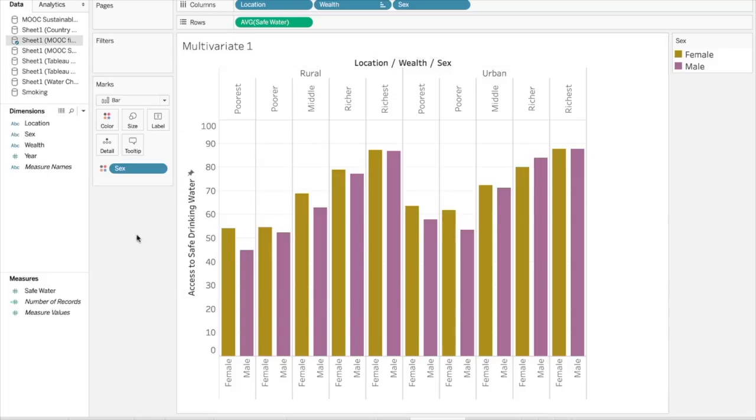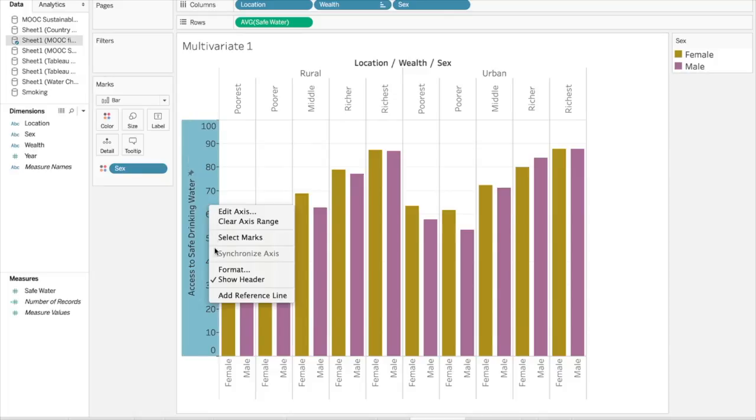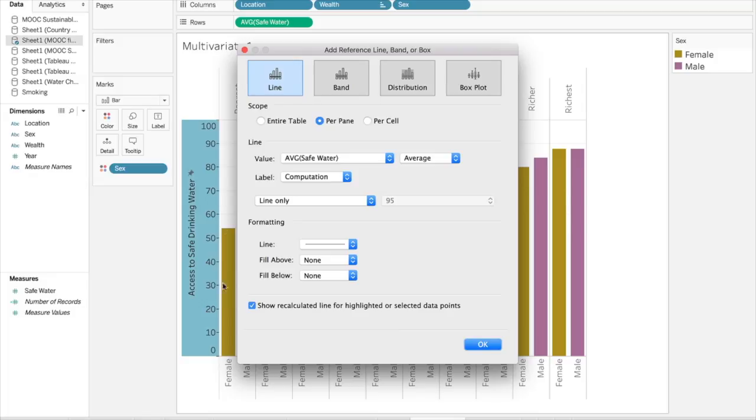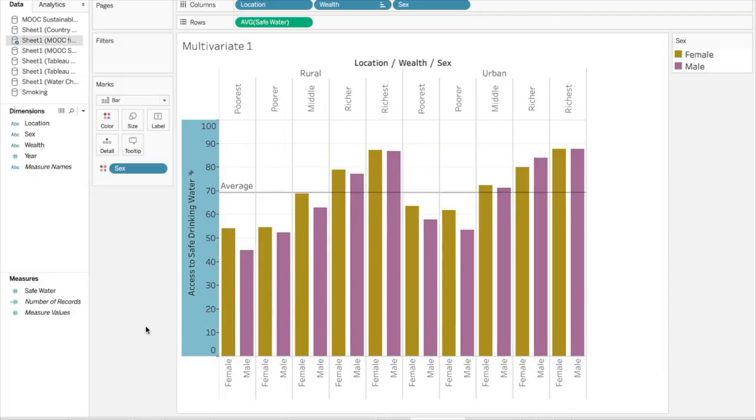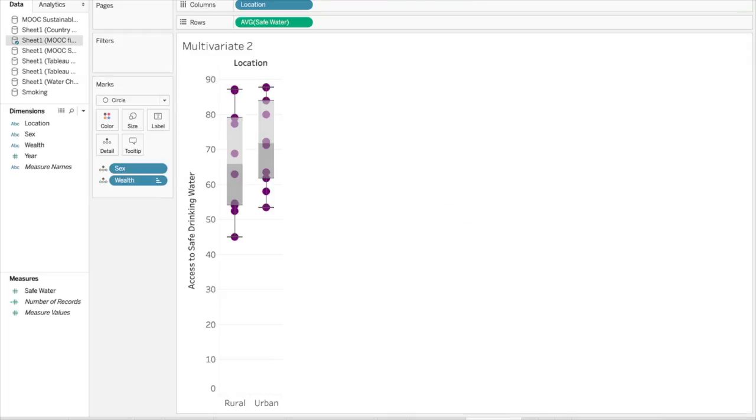And you do this simply by dragging each of the variables to the column shelf, and then the dependent variable, or the water variable, to the rows. And you can look at it like a bar chart. You can add reference lines if you want to see how each little subpopulation relates to the average. You can also use different types of visuals. This is, again, back to the box and whisker plot.